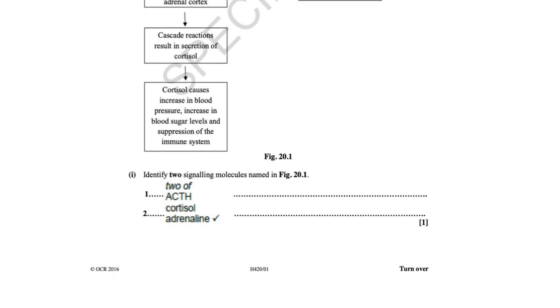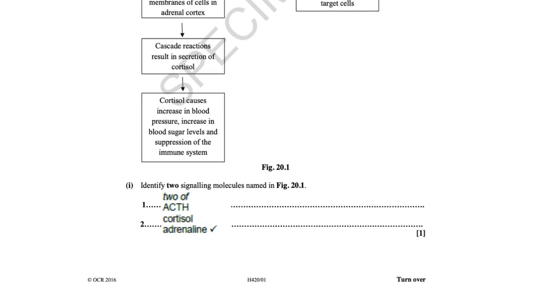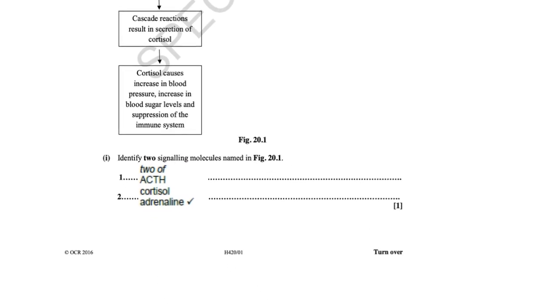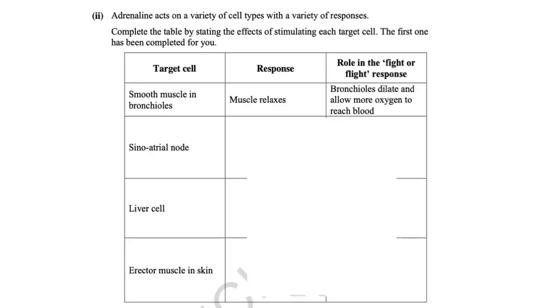Then it leads on to identify two signaling molecules. So you could have picked ACTH, cortisol, or adrenaline for just 1 mark. Then on to what adrenaline then causes to happen. So adrenaline acts on a variety of cell types with a variety of responses. And then complete the table by stating the effects of stimulating each target cell. They want the target cell followed by the response, followed by why that might be helpful in the fight or flight response. So it then starts with the sinoatrial node.